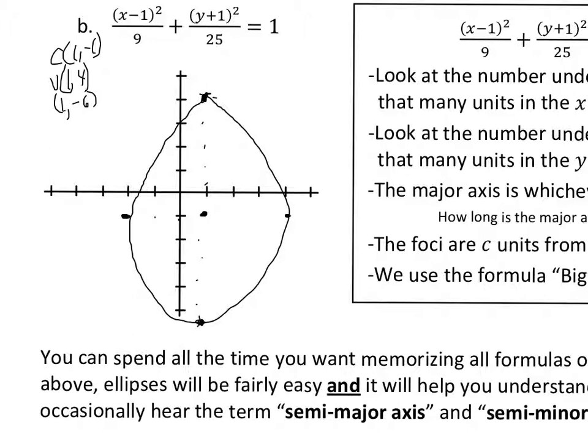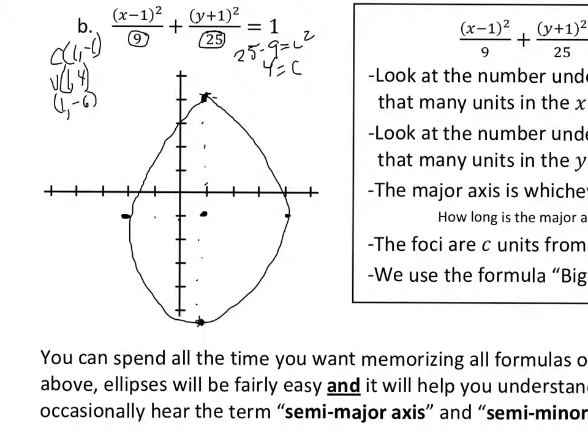Okay, now we need to find the coordinates of our foci. In this case, because the bigger number's under the y, that is a squared, and this is b squared. So our foci is going to be the same thing. 25 minus 9 equals c squared, so c is 4. So now from the center, where do I go?